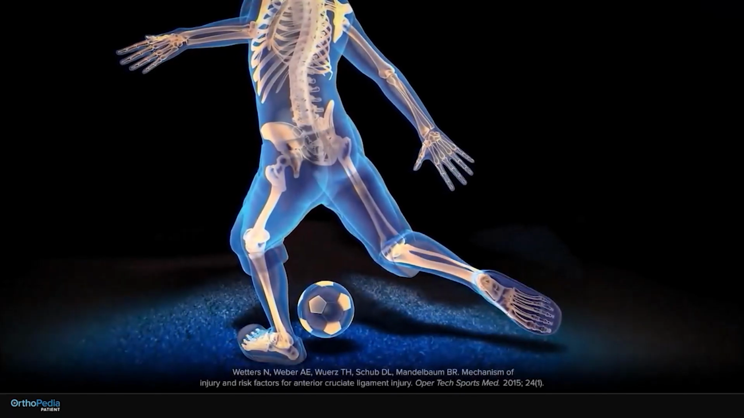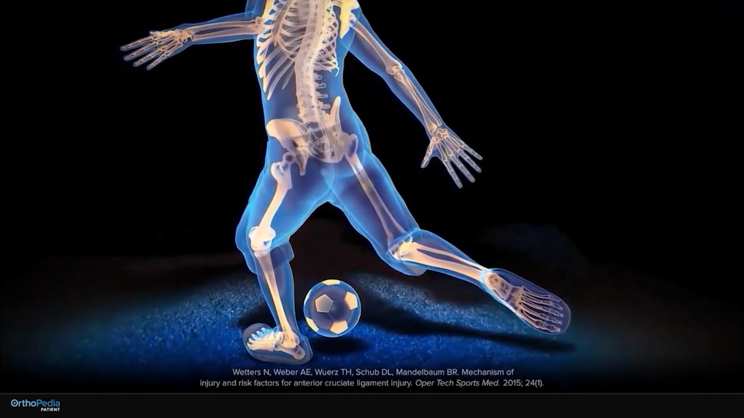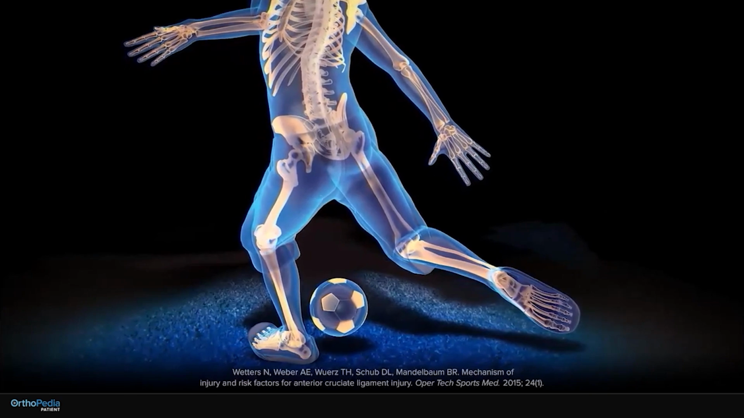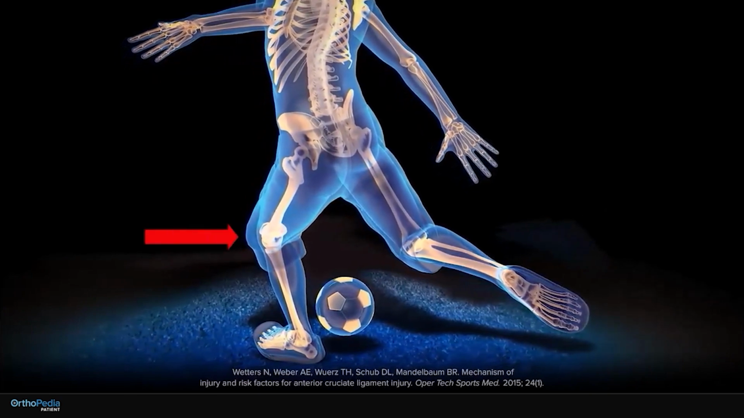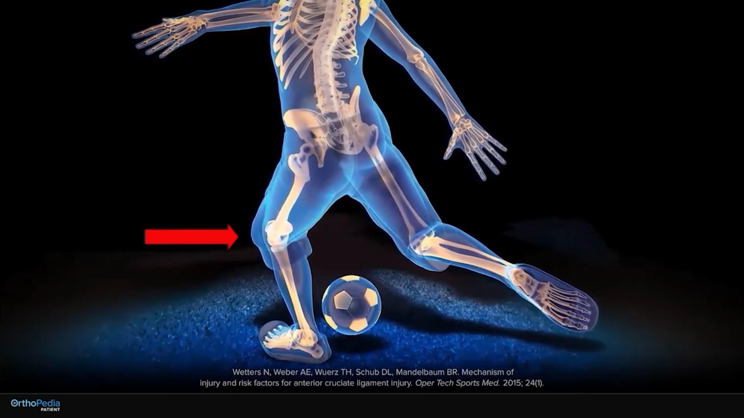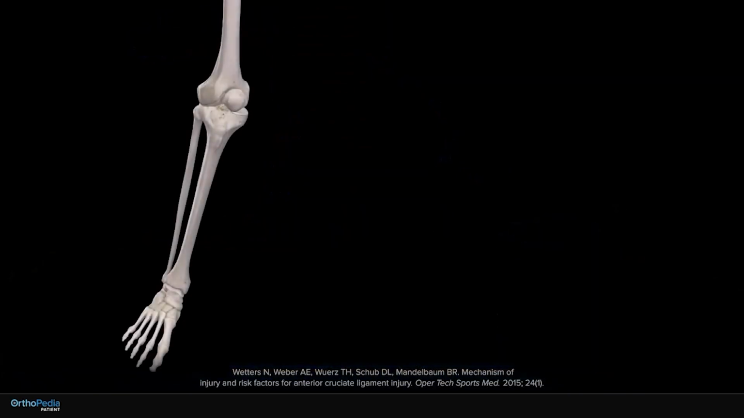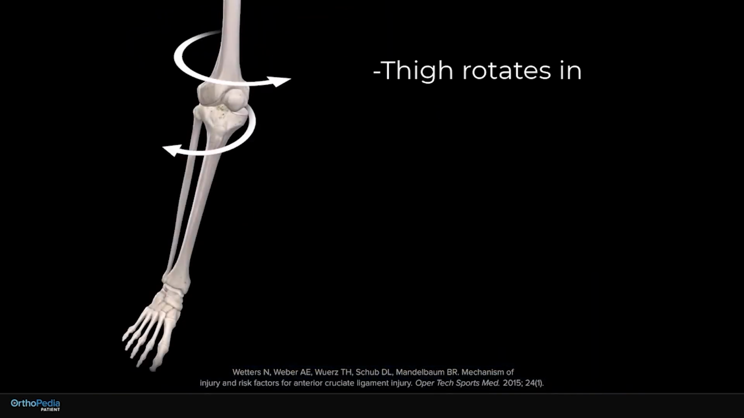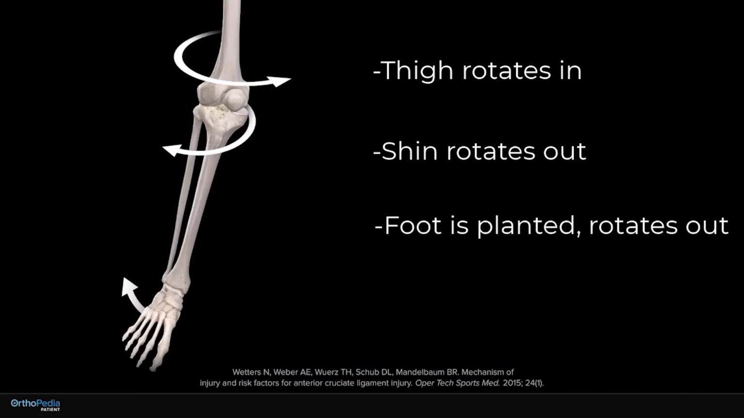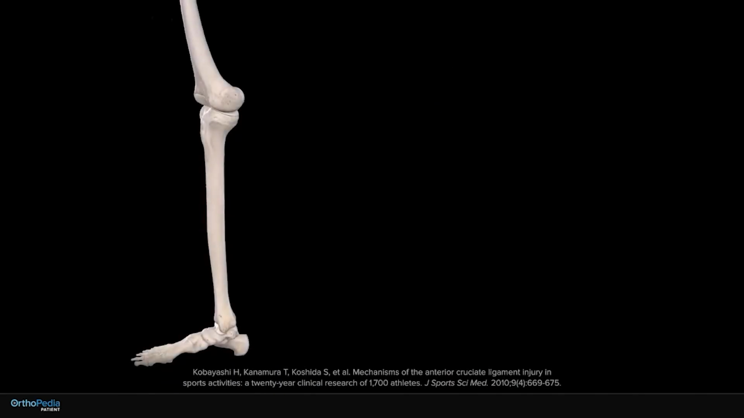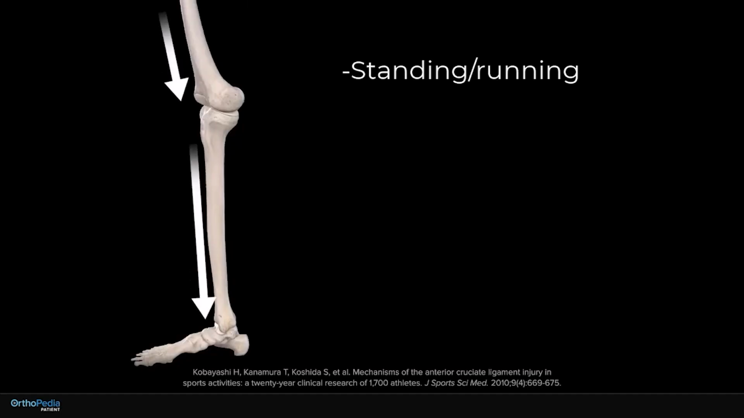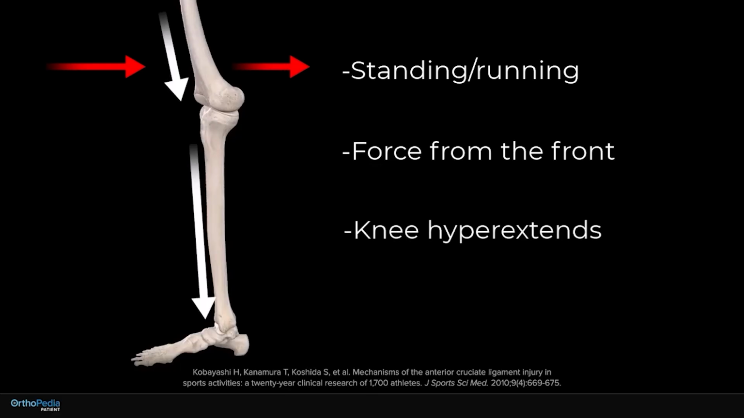Contact ACL injuries are less common and happen when the foot is planted on the ground and there is direct contact by an outside force, either bending the knee inward or bending it backward. When the knee bends inward, the thigh rotates in, the shin rotates out, and since the foot is planted, it rotates out as well. The knee can also bend backward if someone is standing or running with their foot planted. It is hit from the front, and the knee then hyperextends.